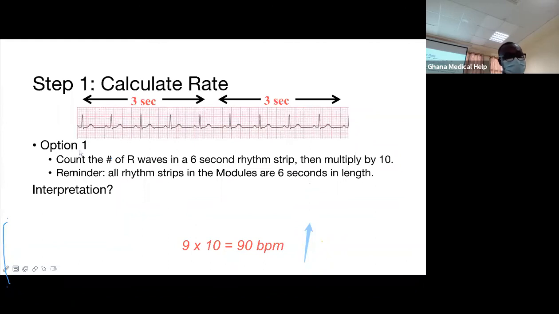The first option, that is, you count the number of R waves in the 6-second rhythm, and then you just multiply it by 10. So if you look from here to there, it's 6 seconds. So we just need to get the number of R waves in here. If you count, you have 1, 2, 3, 4, 5, 6, 7, 8, 9. So 9, you multiply 9 by 10, what do you get? You get 90, and that's the answer then. All right, great. Any other question in-house?